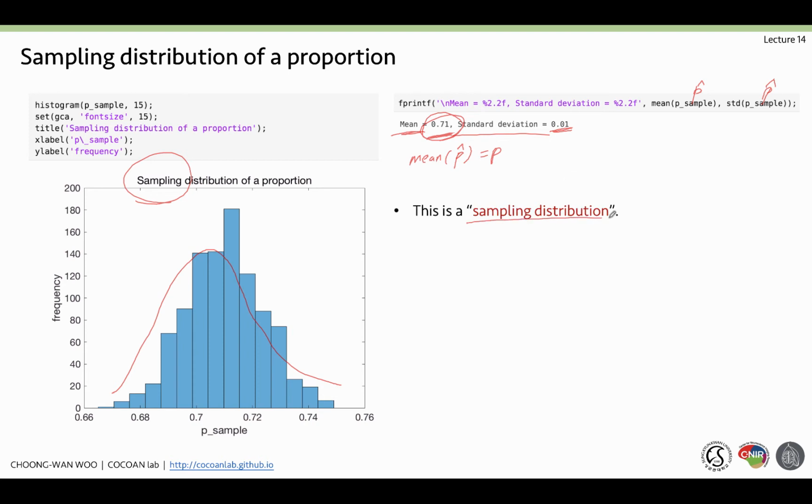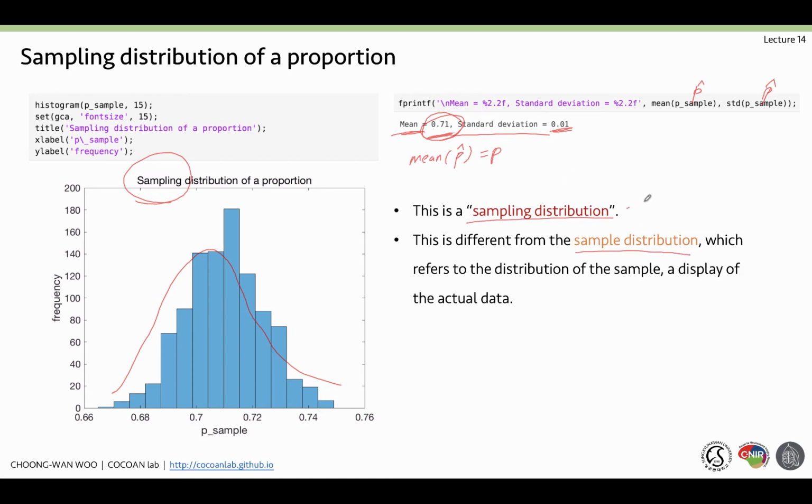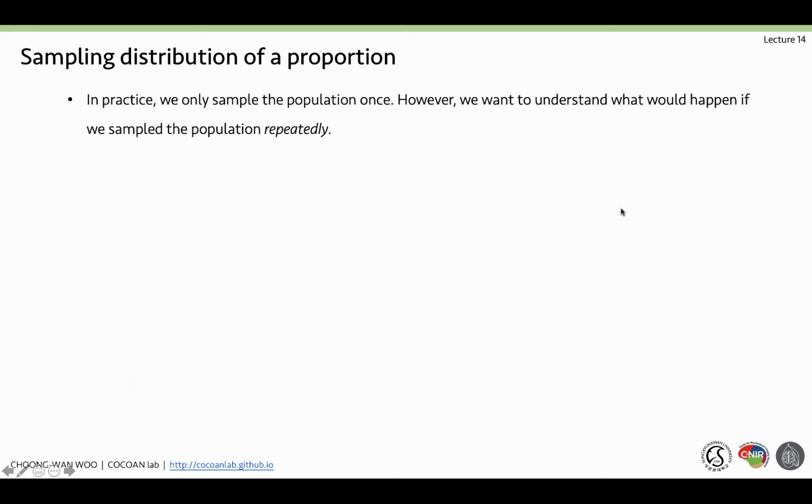This is a sampling distribution, and it's different from a sample distribution. It's super important to know the distinction between these two. A sampling distribution is the distribution of the sample statistics from many samples. This is a distribution of samples, and this is the actual distribution of the data within one sample. That's the sample distribution. That really shows the data, but this shows the summary statistic, the distribution of the summary statistic. So they are different.